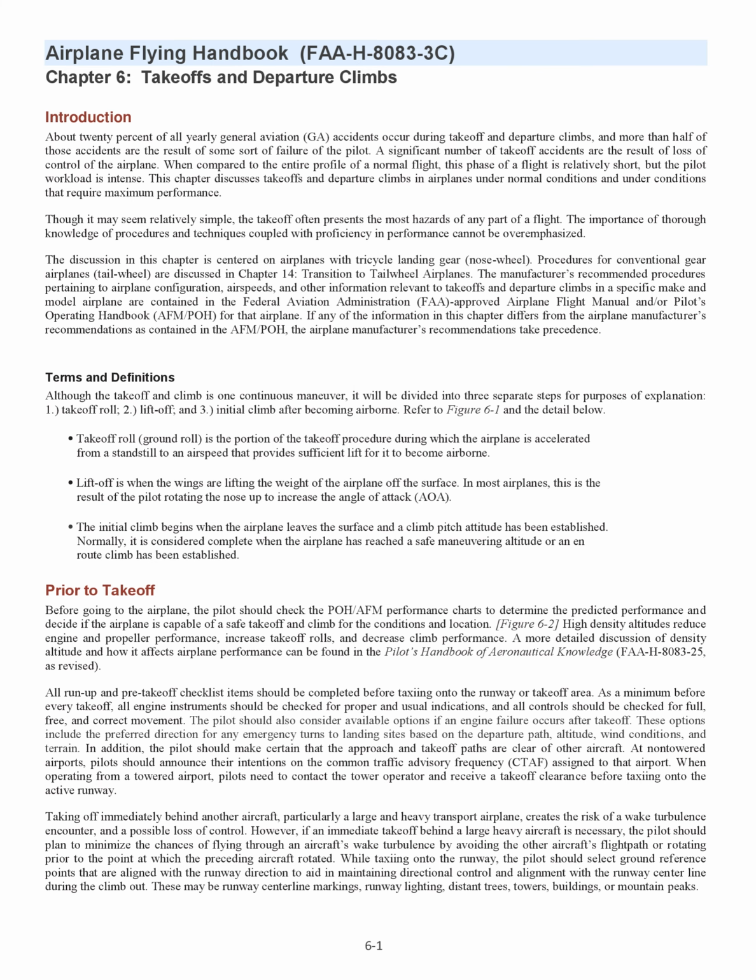Terms and definitions. Although the takeoff and climb is one continuous maneuver, it will be divided into 3 separate steps for purposes of explanation. 1. Takeoff roll. 2. Liftoff, and 3. Initial climb after becoming airborne. Refer to Figure 6.1 in the detail below. Takeoff roll, ground roll, is the portion of the takeoff procedure during which the airplane is accelerated from a standstill to an airspeed that provides sufficient lift for it to become airborne.